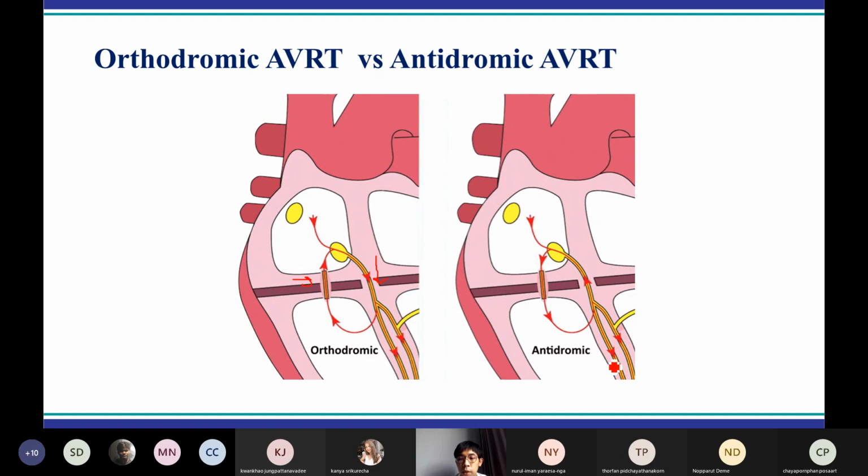What about the antidromic AVRT? The antidromic AVRT uses the accessory pathway as the anterograde limb here, and uses the AV node as the retrograde limb here. This would result in a wide complex tachycardia because you can see that this limb would activate more myocardial cells than using the anterograde conduction through the AV node region.